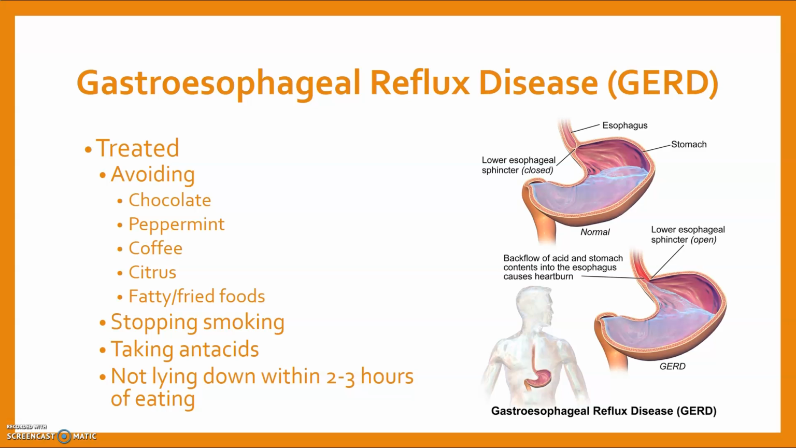Okay. Also stopping smoking, as smoking can worsen GERD because the nicotine from tobacco, like the ingredient in chocolate, also relaxes the lower esophageal sphincter. Other treatment options include antacids. Antacids work by neutralizing the acid that's in your stomach, and then also not lying down within 2 to 3 hours after eating, because when you're full, this can cause food to kind of go back up into the esophagus and lead to those symptoms of heartburn.